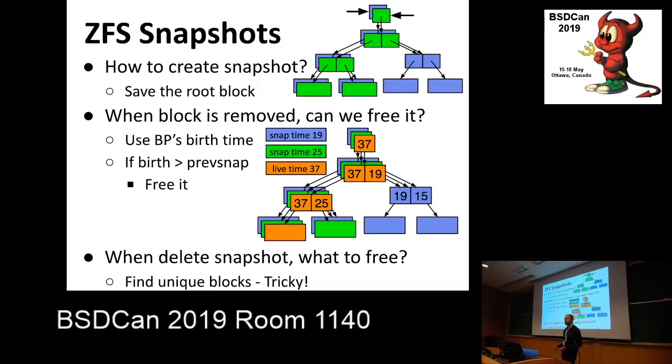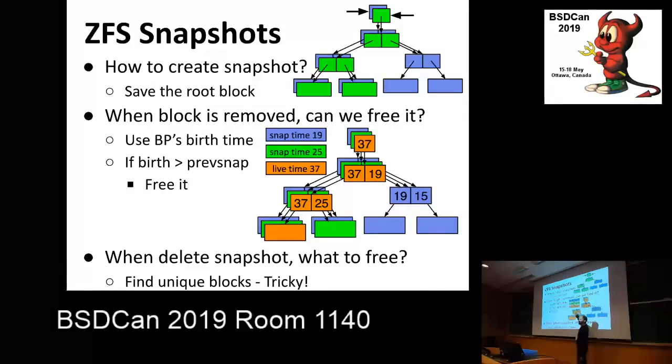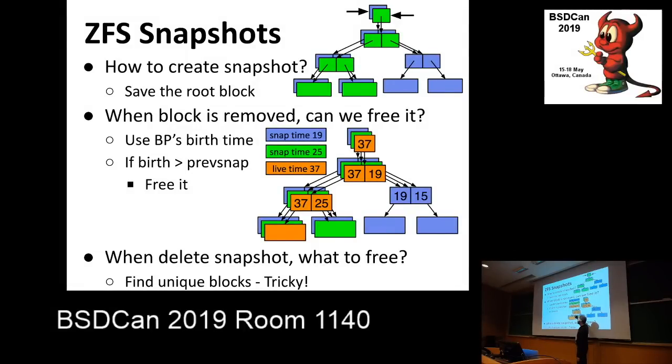But if you have snapshots, we might not be able to do that. So in ZFS, the way we do this is every block, we keep track of its birth time. The birth time is the time when we allocated and wrote that block. And we store that in the indirect block that points to it. So in this example, this orange block was written at time 37, and the block pointer that points to it says that it was written at time 37.